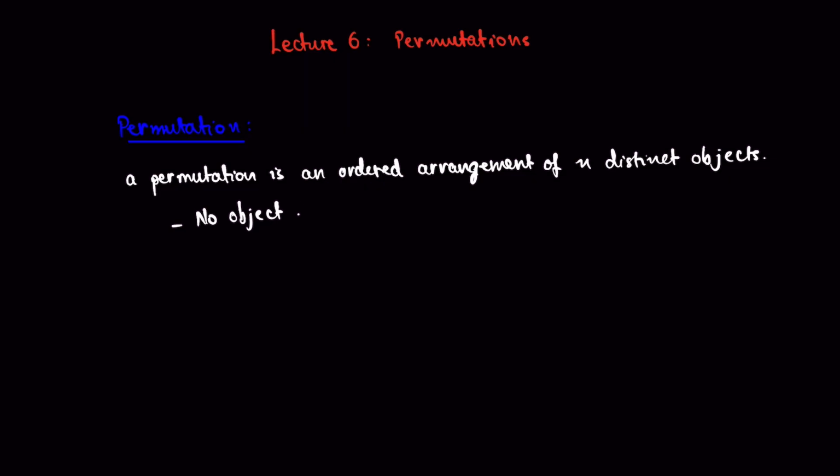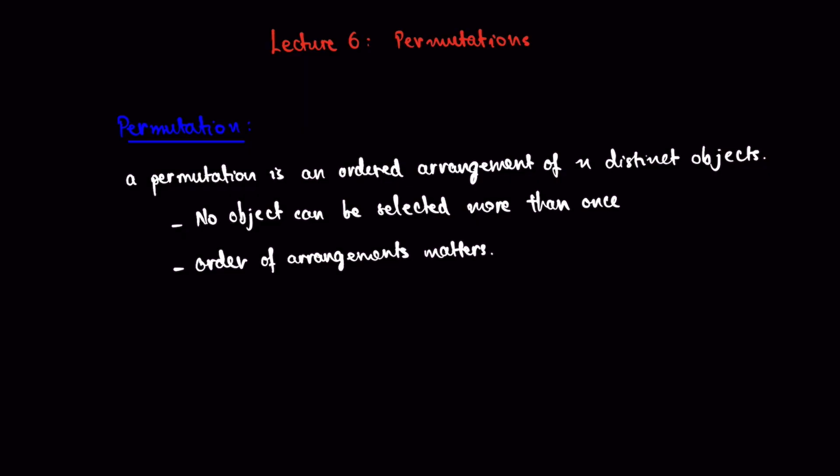So no object can be selected more than once, and order of arrangements matters. So that's the requirement for permutations. Let's take a look at the following example.